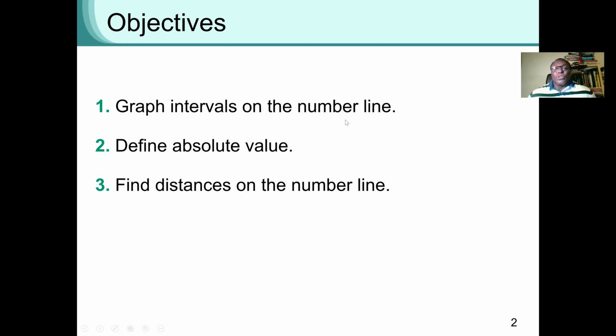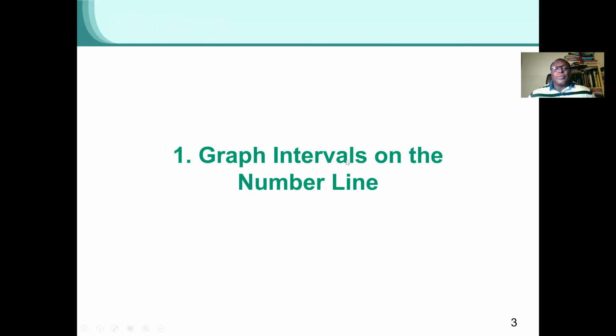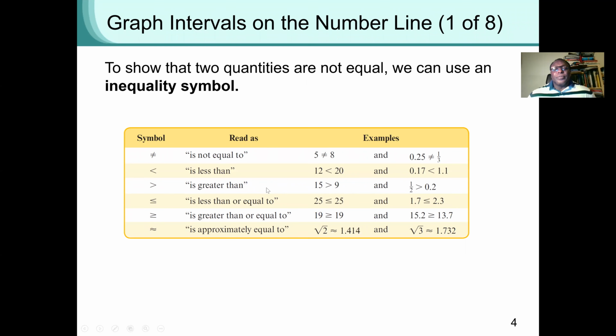Previously, we learned how to graph numbers on a number line. We're also going to learn how to define absolute value and how to find a distance on a number line. So, graph intervals on a number line. There are a few operators that we have to know, and we call these operators inequality symbols.